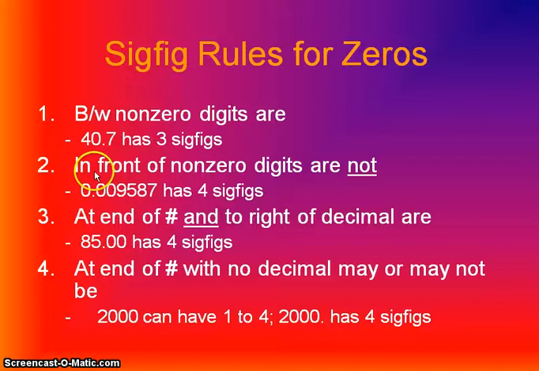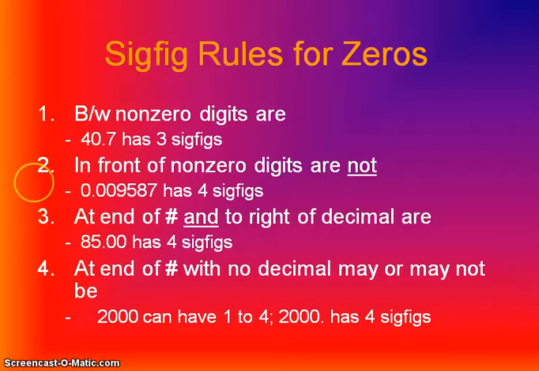The second one tells us that any zeros that come in front of non-zero digits are not significant. So in this value where you've got 0.009587, this only has 4 significant figures, these last 4 here. These zeros out in front are just considered to be placeholders.